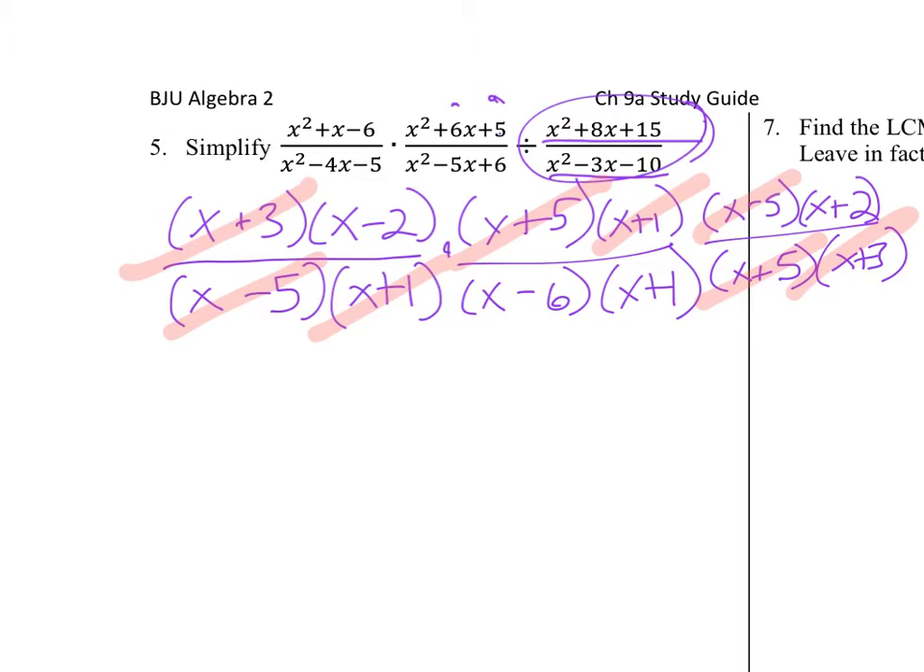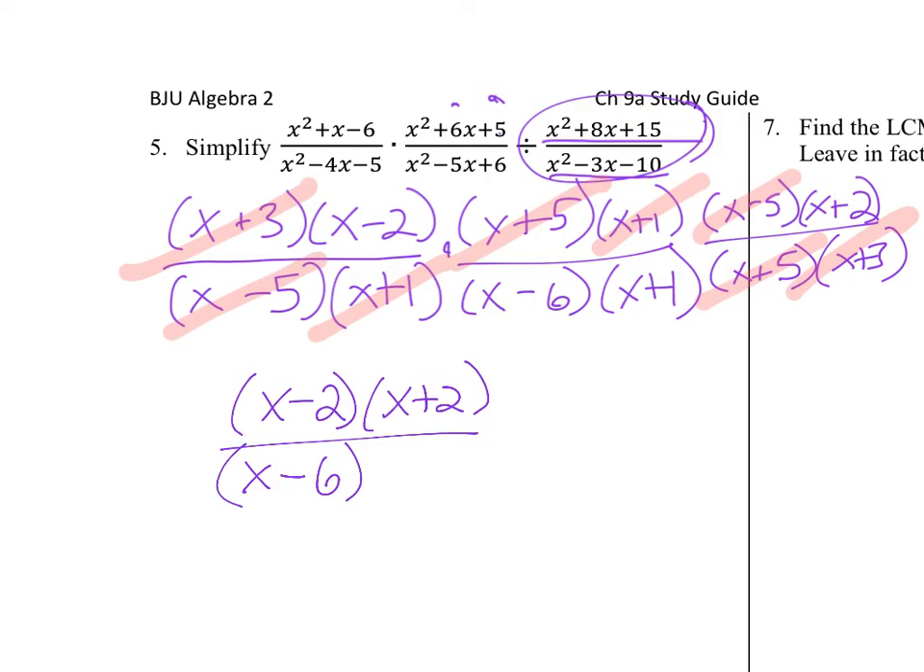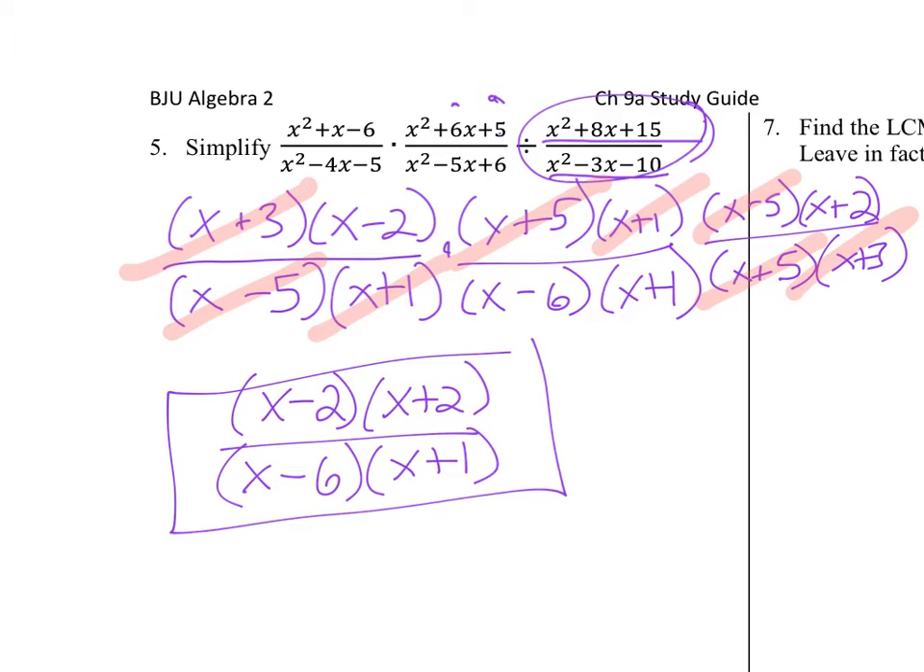Okay, so now I have what's left. X minus 2 times x plus 2. Please feel free to leave these in factored form. I don't want you making mistakes when you have to FOIL this. X plus 1 was left. Okay, so this would be my final values.